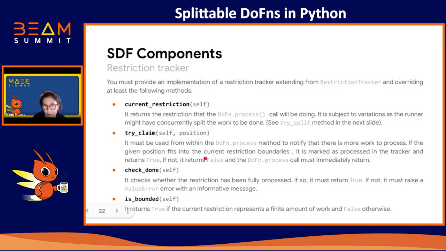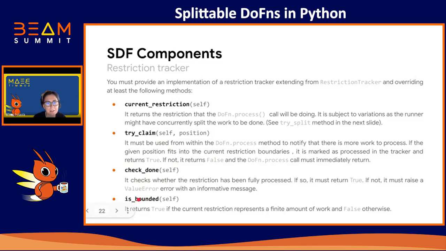So we should not continue doing any processing in the do function and return. Okay, then there is another method that has to tell us whether the actual processing of the restriction has completed or not. If it has completed, it will return true, and if there is still stuff pending, it will raise a value error, okay?